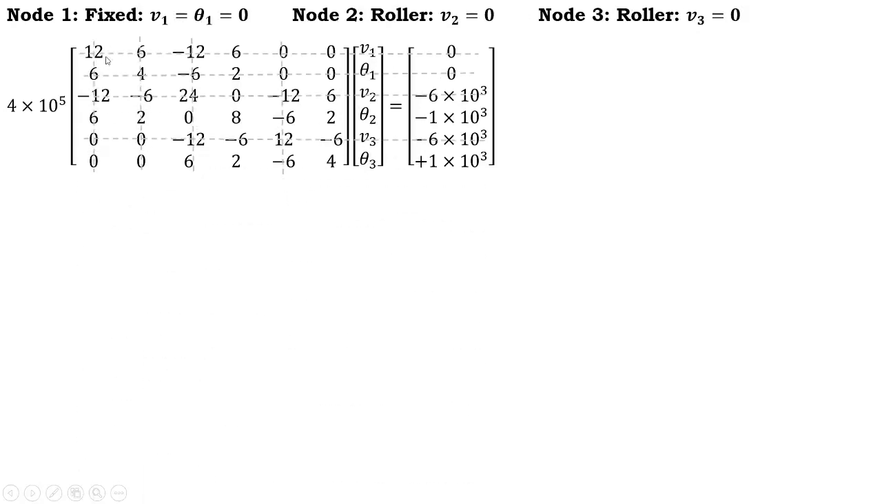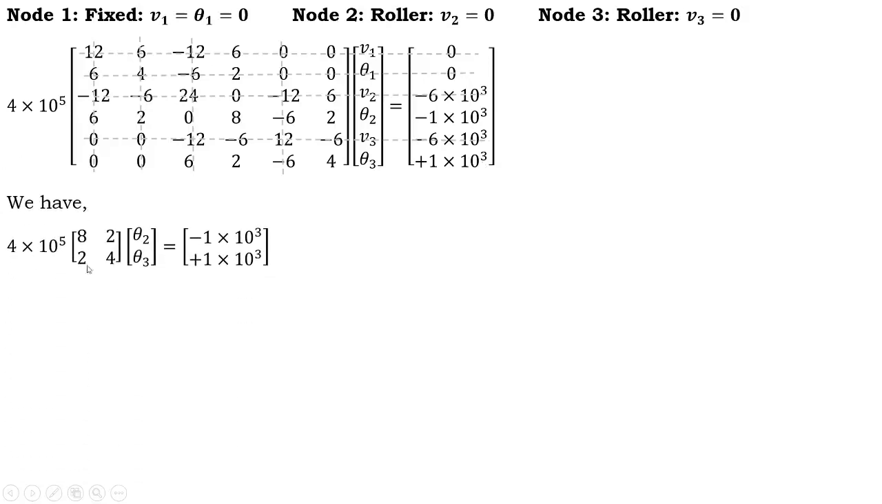Now, V1 is nothing but first row first column, and theta 1 is nothing but second row second column. V2 is nothing but my third row third column, and V3 is nothing but my fifth row fifth column. So these are the particular rows and columns I need to eliminate, where the boundary condition is applied and the displacement is 0. Now once this elimination is done, I need to write down the left out values. Here 8 is one value left out, this is 2, and this is 4, and here the force minus 1 into 10 to the power of 3 is left out, and this is plus 1 into 10 to the power of 3 is left out.